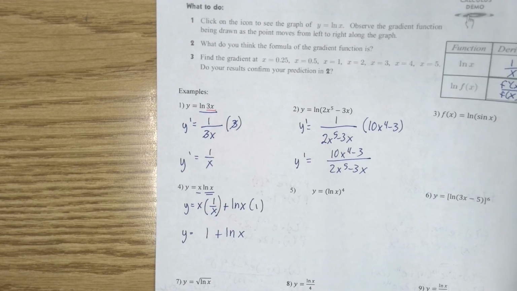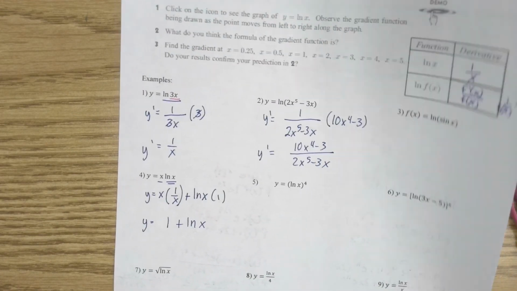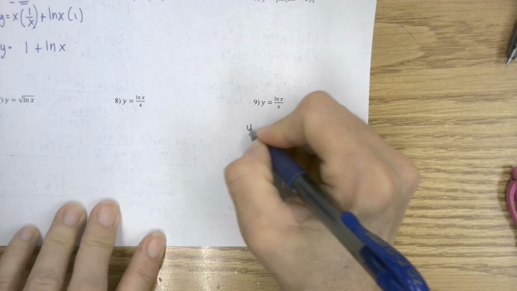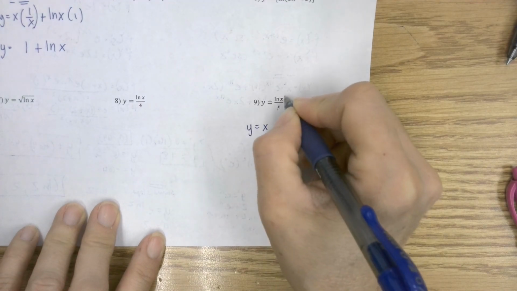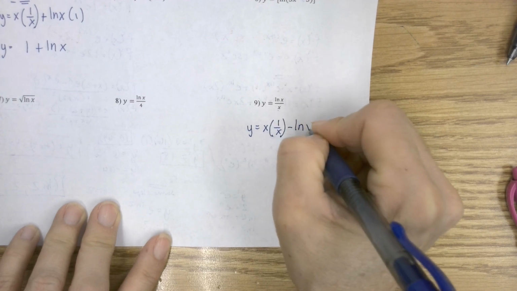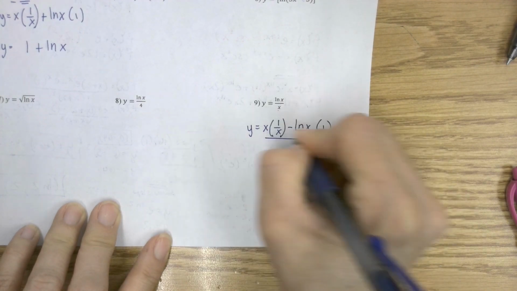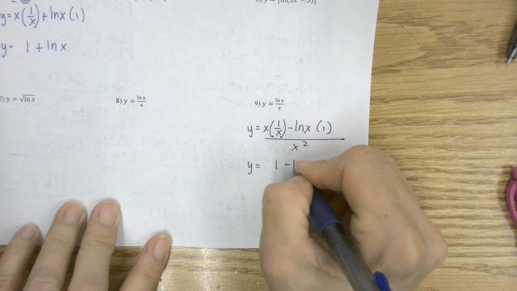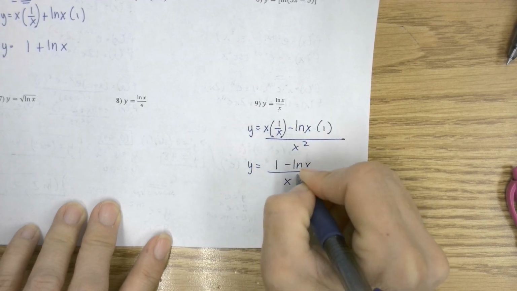Okay, let's do one last example, maybe a quotient rule example. So take a look at example number 9. So we have low, which is x, d high, which is 1 over x, minus high, which is ln of x, d low, which is 1, all over low squared. So that would clean up to 1 minus ln of x all over x squared.